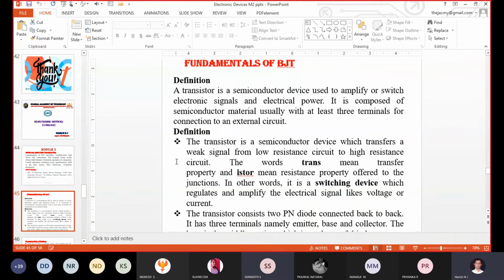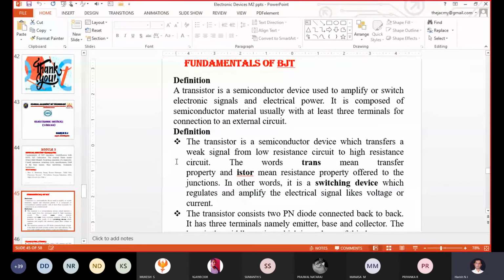Sir, okay, three-terminal, two-junction semiconductor device. Exactly. Bipolar junction transistor is a three-terminal device. Three-terminal means what? One is base, another is the emitter, the third is the collector. It consists of two junctions. One junction is between base and emitter. Base is the reference here. Base to emitter one junction, base to collector one junction.